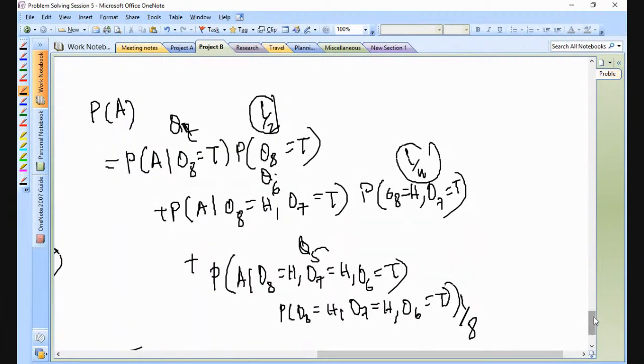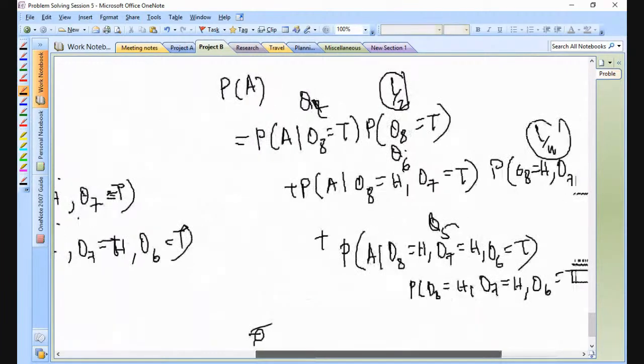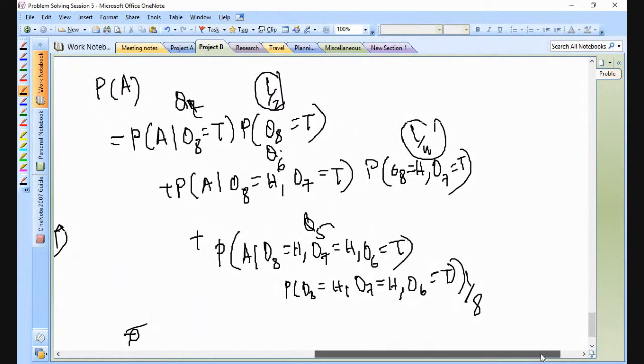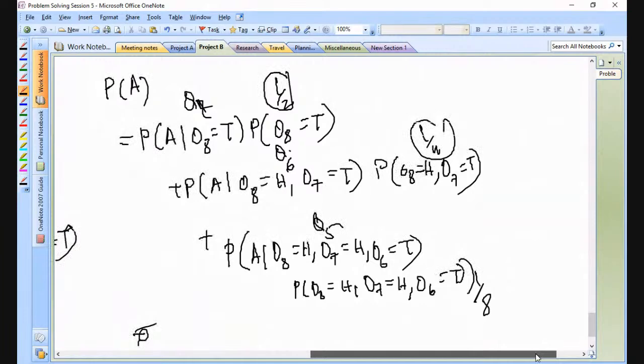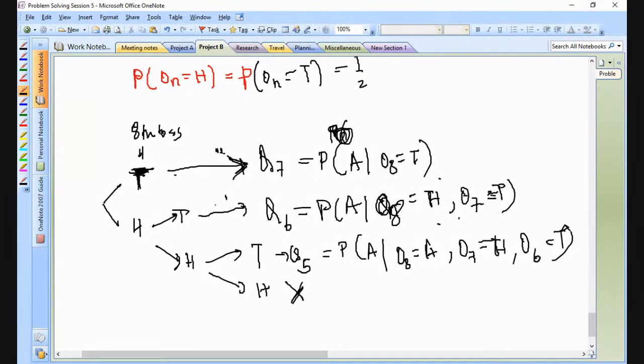Why did we take only one case, that O8 will be H and O7 tails? We can also consider that O8 will be tails and O7 will be tails. Yes, very good question. She's asking exactly what I was wanting to be asked. She was asking where does this tails case go? Understand, the tails case goes in here only when the first toss is tails. It automatically goes in here only.